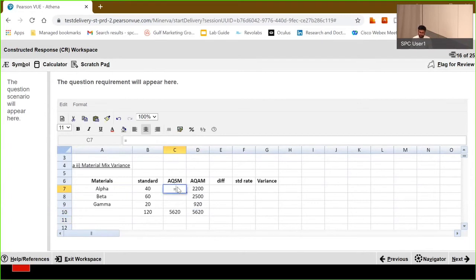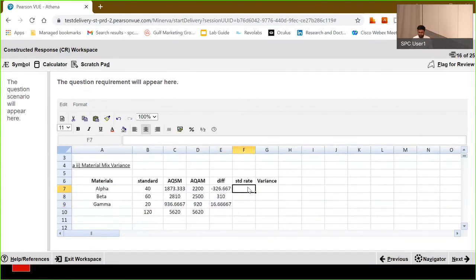The standard proportion for alpha would be 40 divided by 120, and then the actual quantity will be 5620. This gives you 1873.333. Similarly, we'll do it for beta. Take the standard proportion 60 over 120, which gives you 50%, and then multiply this with the actual quantity. And lastly, for gamma, we will do it in the same way. So this gives you actual quantity in the standard mix. This is actual quantity in actual mix. Let's take a difference. And this gives you the difference in the quantities.